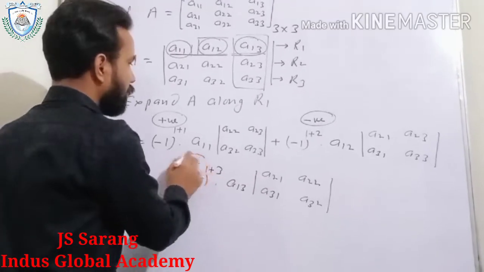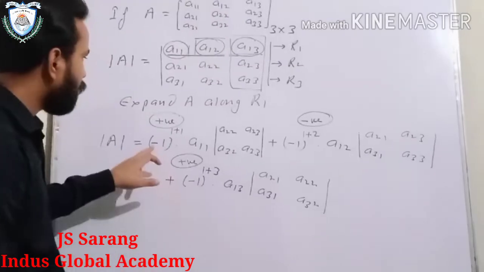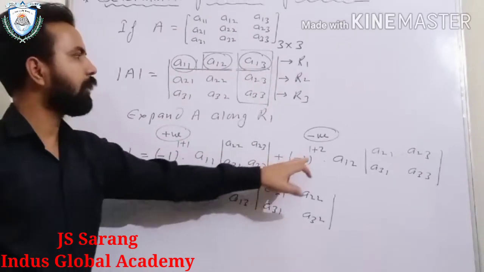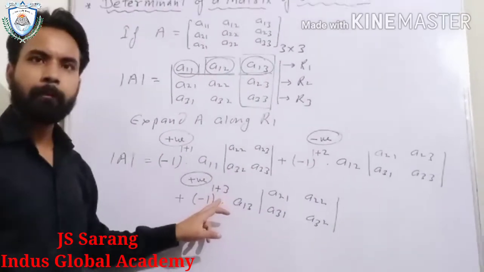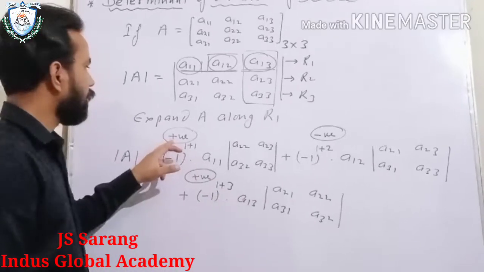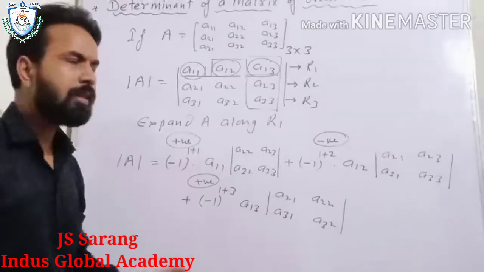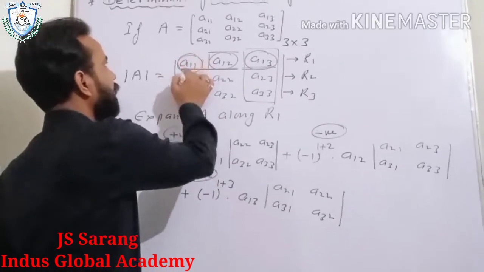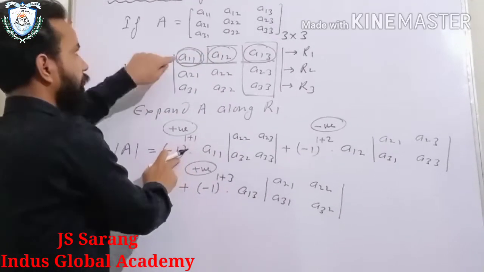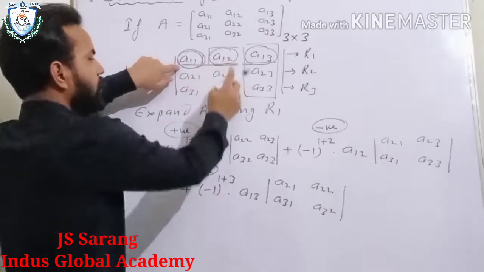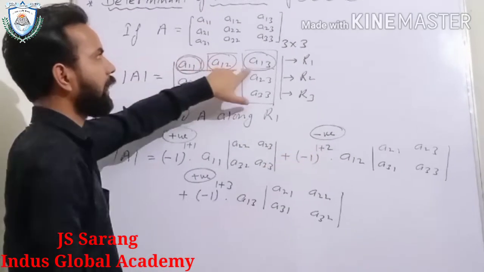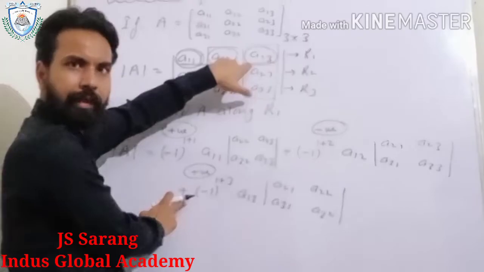So in short, in place of minus 1 to the power this, minus 1 to the power this, minus 1 to the power this, we can directly put the positive sign or negative sign. Whenever we write the first element, we will write positive. Second element of the first row will be negative. Third element of the first row will be negative.